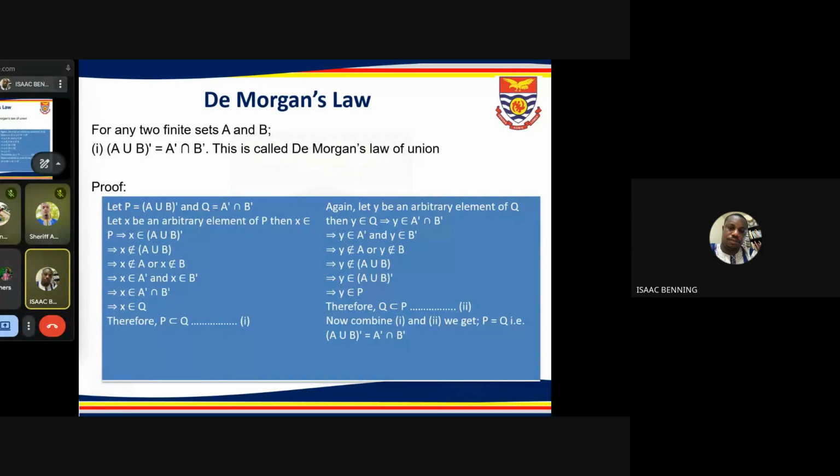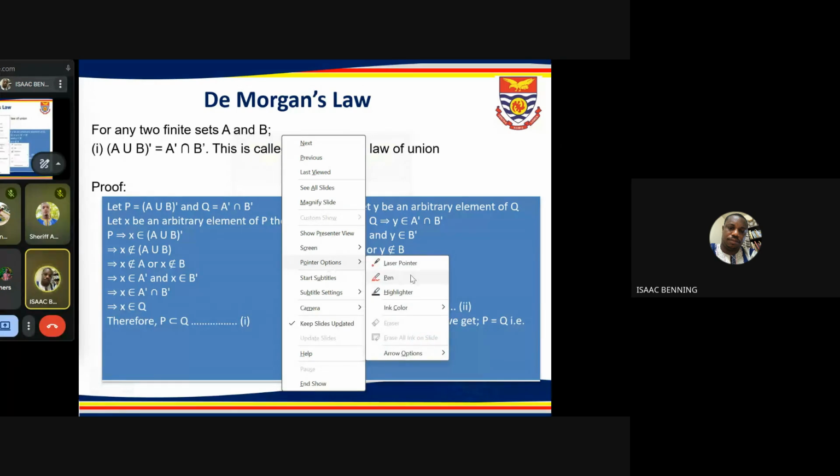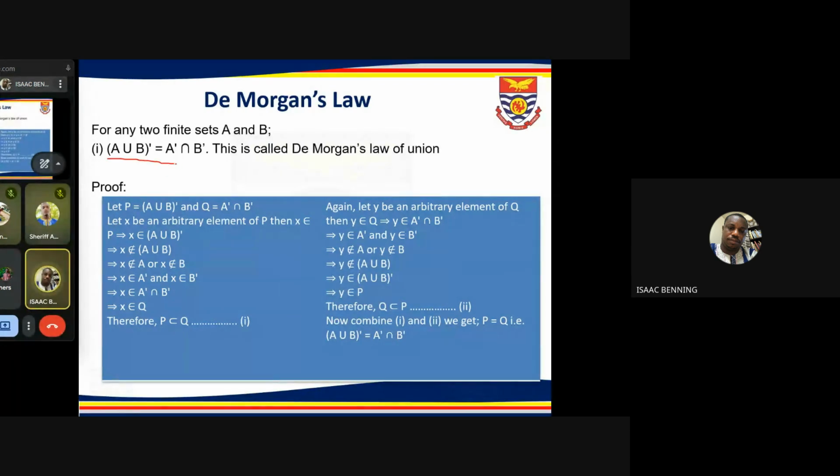All right. So when you take this one for example, this is the De Morgan's law of union. So (A union B) complement is equal to A complement intersection B complement. And the proof is also here. You could say that I didn't use numbers to prove. I used an arbitrary element. And let's look at it this way. If you want to prove this, we can prove from left to right or right to left.